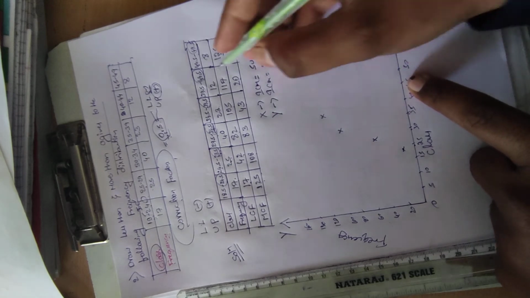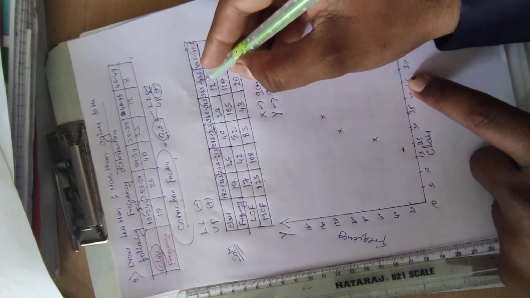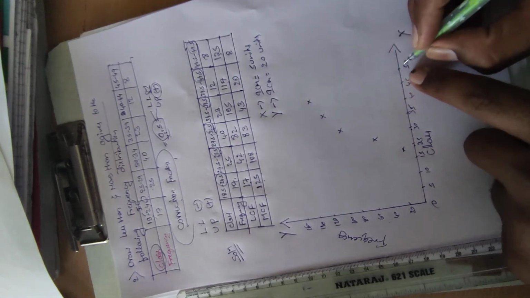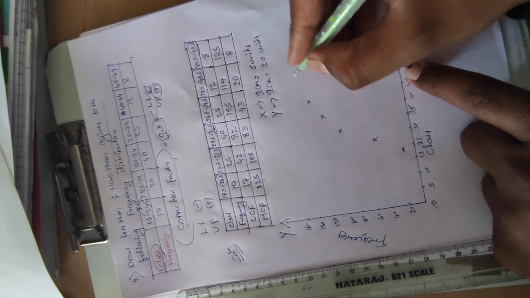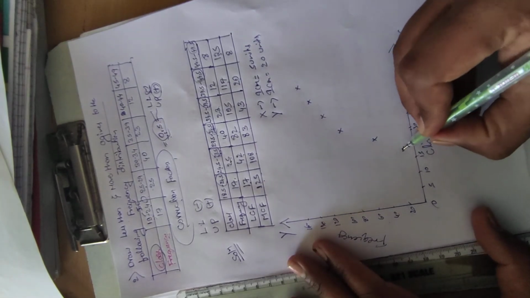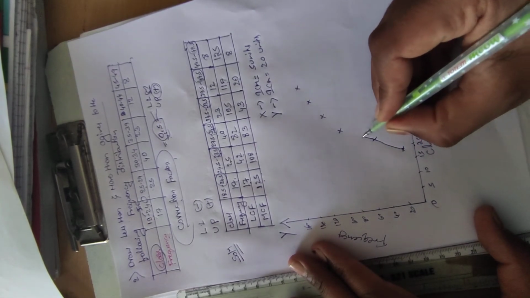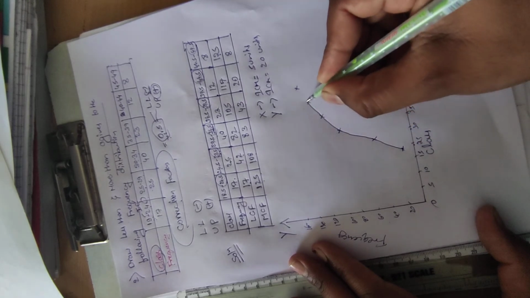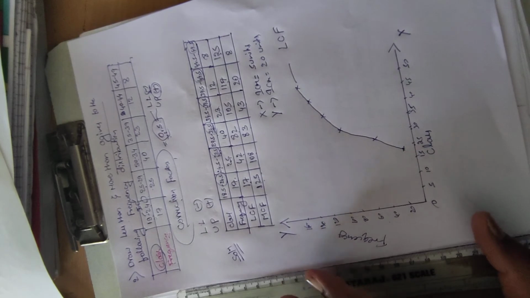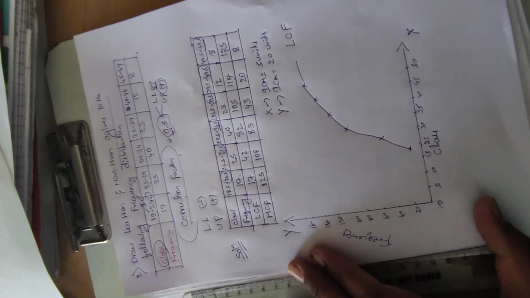Next, 44.5, the LCF is 117. Next, 49.5, the LCF is 125. So next we have to draw a LCF. This is called an LCF. Next we have to draw a MCF.